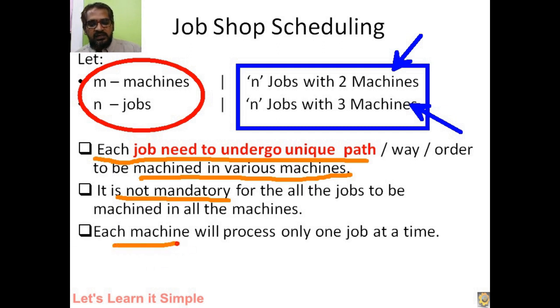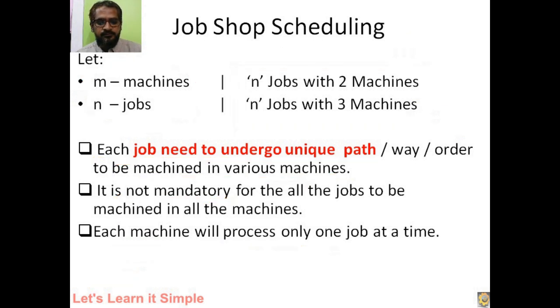Now the third point to be noted is that each machine will process only one job at a time, which means no machine will do 2 jobs at a time. If there are 2 jobs that need to be processed in a single machine, we follow a rule, which we'll discuss in the next slide. Based on the rule, we'll be solving the problem. So the third point is, each machine will process only one job at a time.